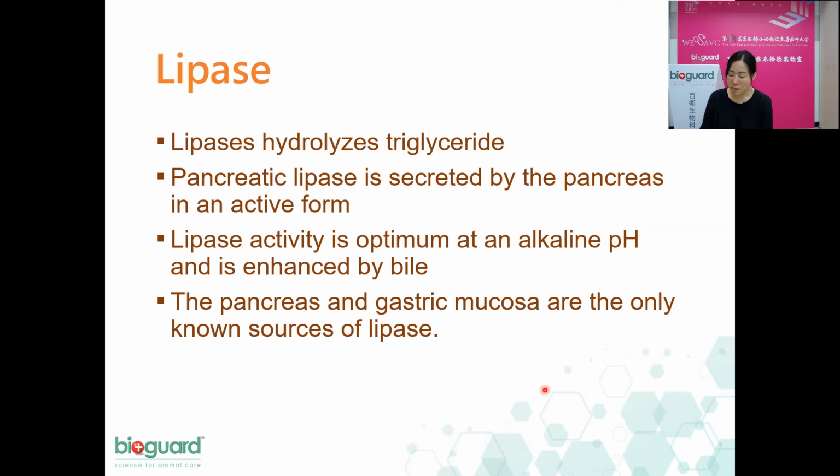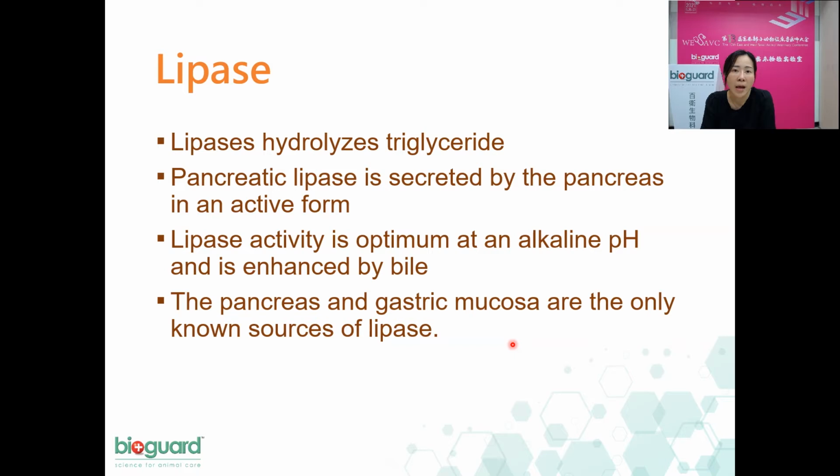The second pancreatic enzyme we will focus on is lipase. Lipase hydrolyzes triglyceride. It helps us to catalyze triglyceride, and then this metabolite will be absorbed by our intestine. So the lipase activity will be optimum at an alkaline pH and is enhanced by bile. So basically, the active lipase will be in our duodenum to help the digestion.